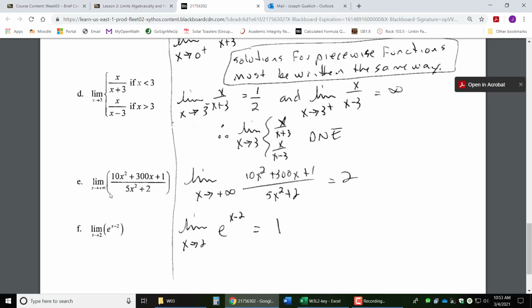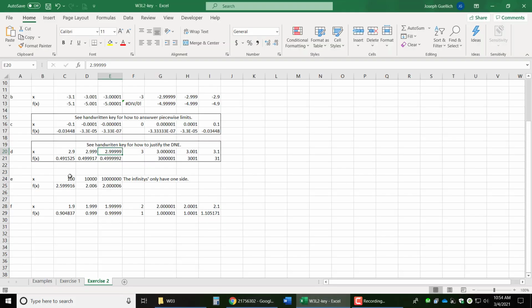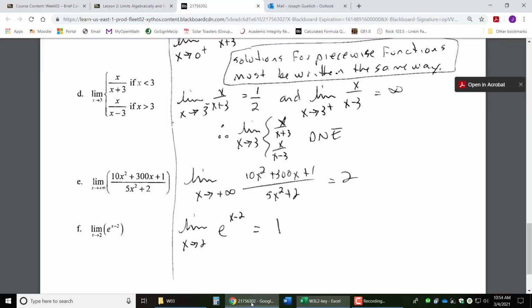All right, next one is a limit at infinity, positive infinity. And as it says, infinities are one-sided. So you just do your x values as they approach that positive or negative infinity, and then see what that output is. And then the last one has an exponential, just for the heck of it.